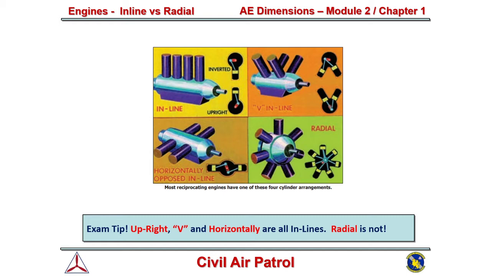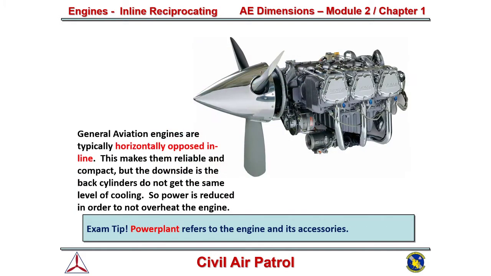But if we look at some other engines, we look at the radial, some of the older engines. And we're going to talk about some of the advantages of those in a second. So exam tip, just remember, you have the upright, the V, and horizontally. Those are all inline. Your radial engine is not an inline. Okay? So general aviation, we typically use horizontally opposed inlines.